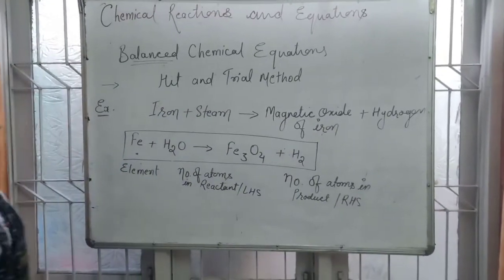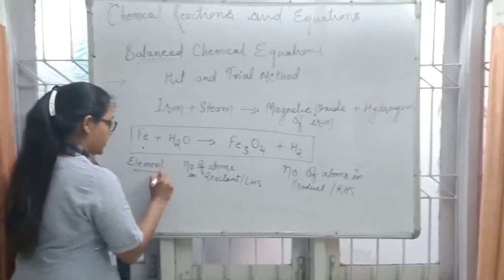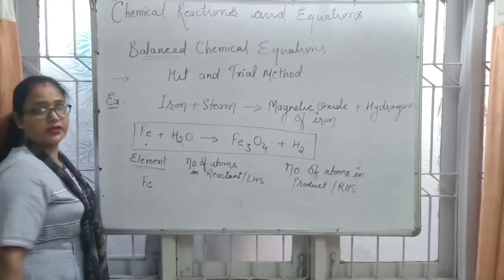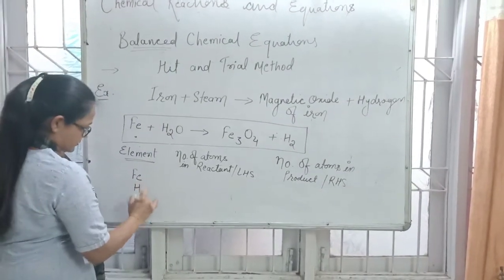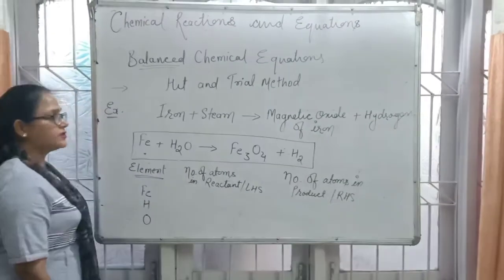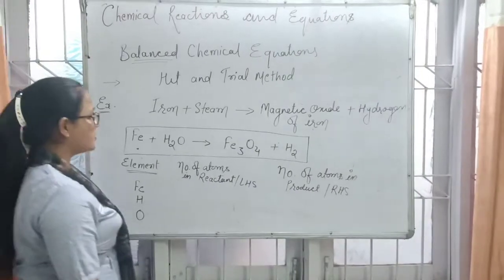First I will separate out the different elements from here. The first element is what? Iron, that is Fe. The second element is what? Hydrogen. The third element is what? Oxygen. In this reaction I have only 3 elements. Let's count the number.